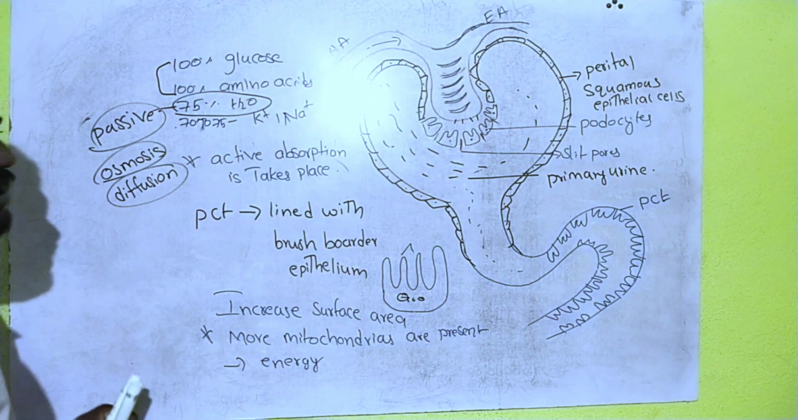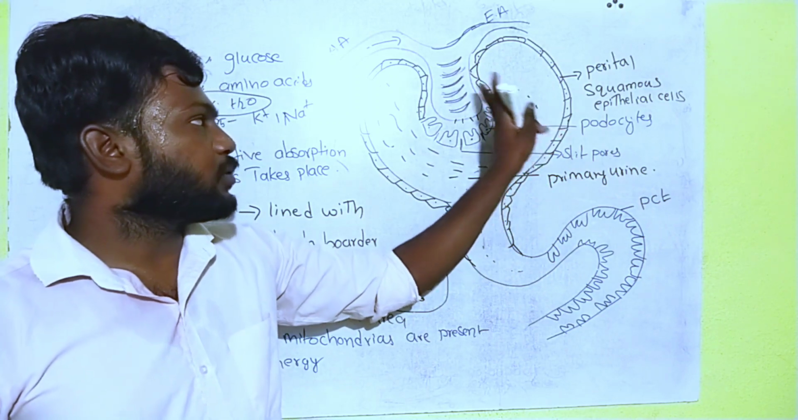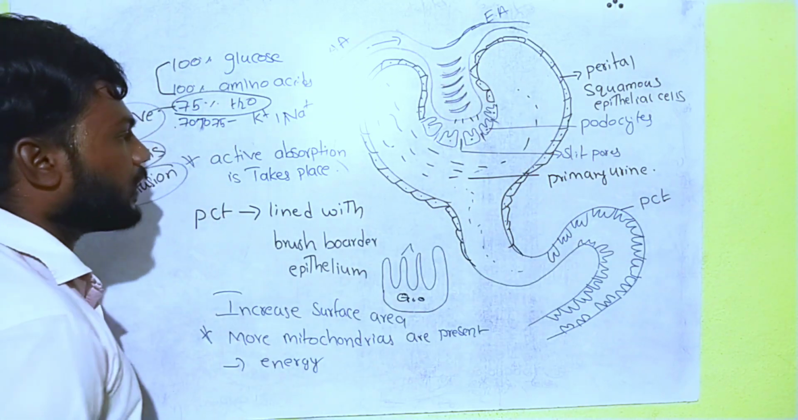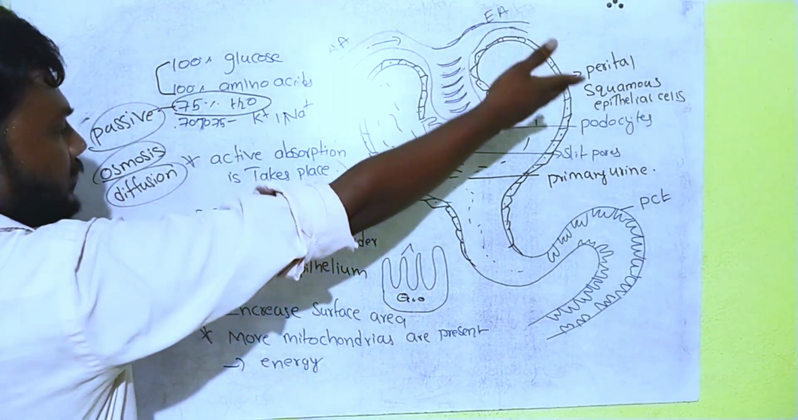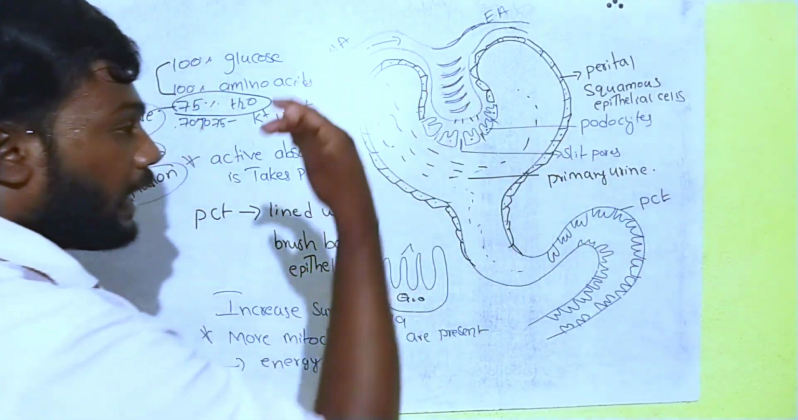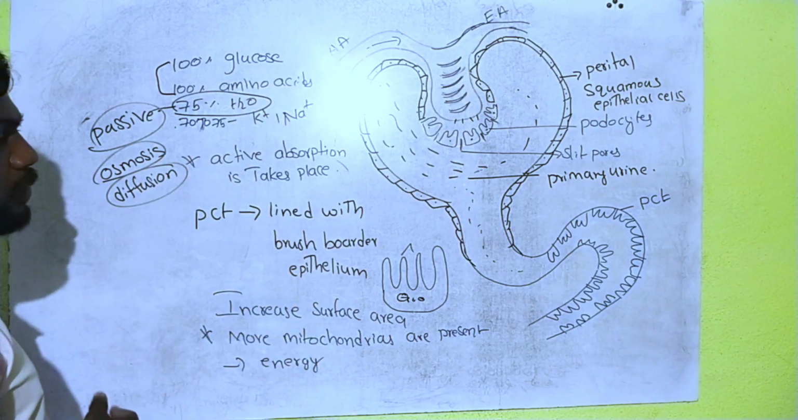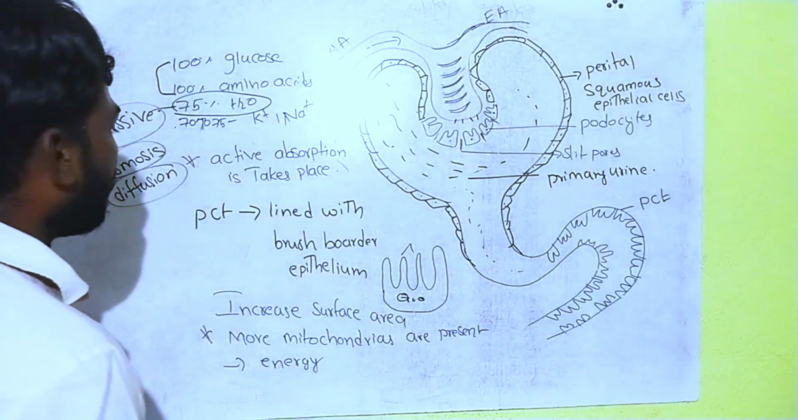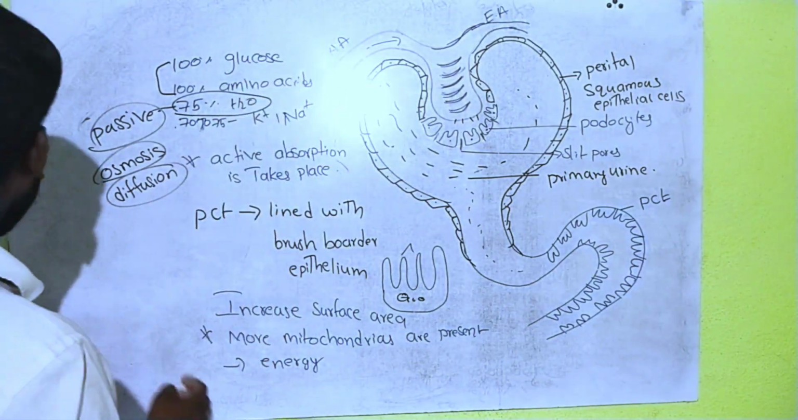So this is the information about the Bowman's capsule, glomerulus, and next the PCT. Bowman's capsule plus glomerulus we call the Malpighian body. Renal tubule means PCT, DCT and loop of Henle. The PCT is completed. Now we are going to discuss the loop of Henle, and the next one, the DCT region.